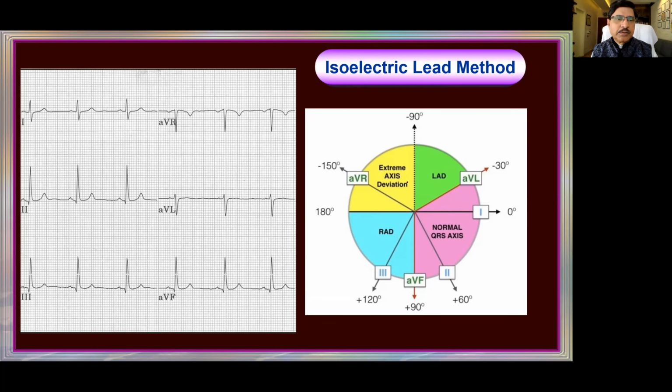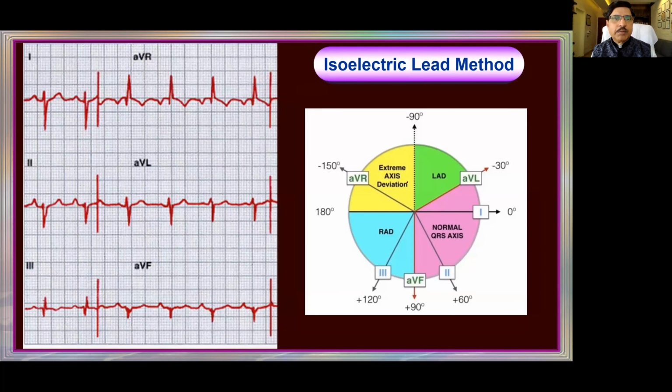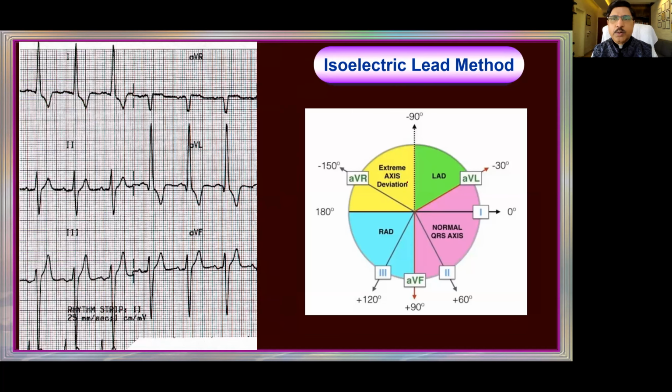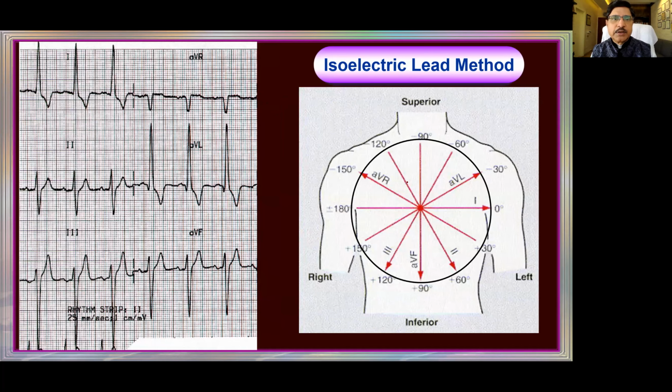All are positive, so normal axis only. Which is the tallest? L2 appears tallest: L2, L3, AVF. So that we have already worked out. Like that, all three we worked out, using the different methods. I will share this presentation also.